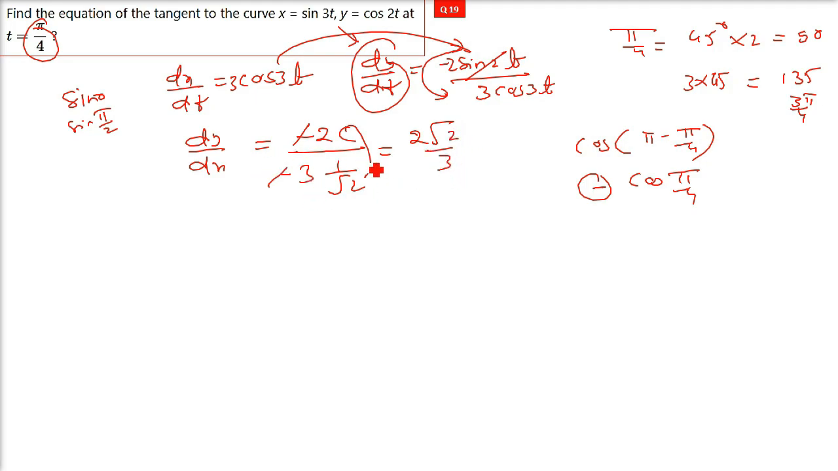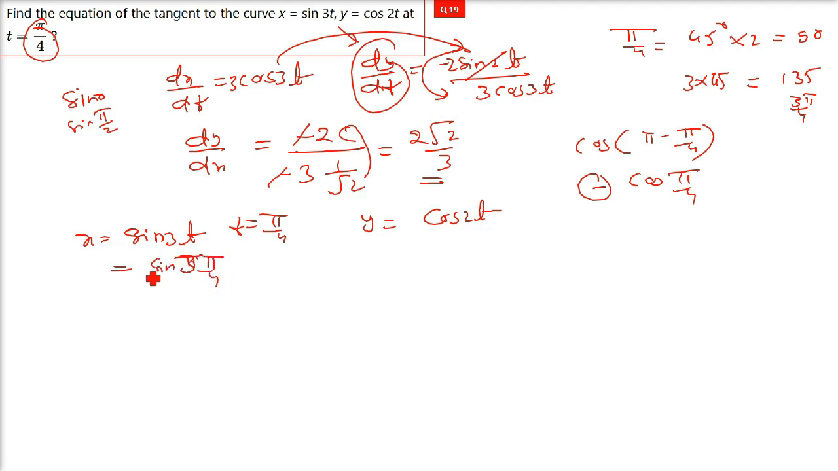Okay. Now what will be the value of x? What is the value of y? It is already given in the question, and we have dy by dx also. So this is x equals a sine 3t, y is cos 2t. Replace t by pi by 4 in both the cases, sine 3 into pi by 4.